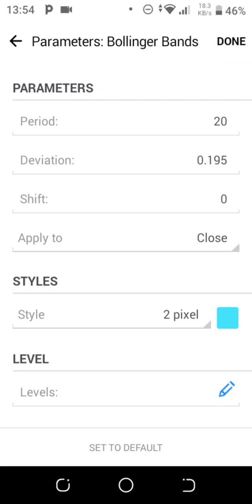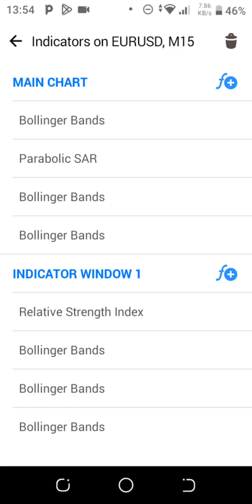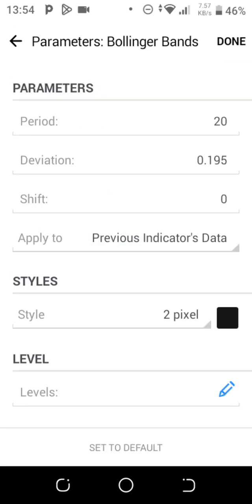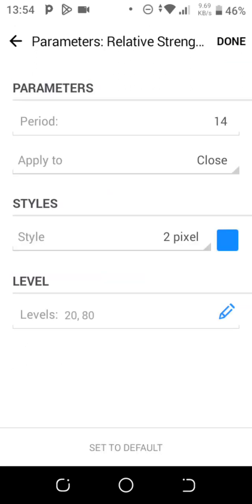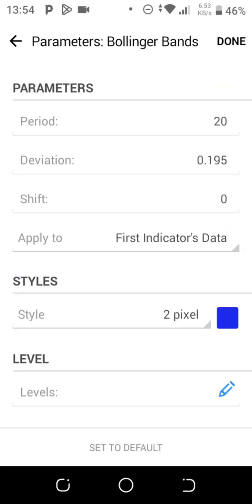Then Bollinger Bands, I have this one, period 20, 0.95, applied to close. Done. So I also have another Bollinger Bands, which is 20, 0.95, applied to previous indicator data. Then in window 2, I have RSI with the first setting. Then I have Bollinger Bands applied to first indicator data. Deviation is 0.95, period is 20. Done.